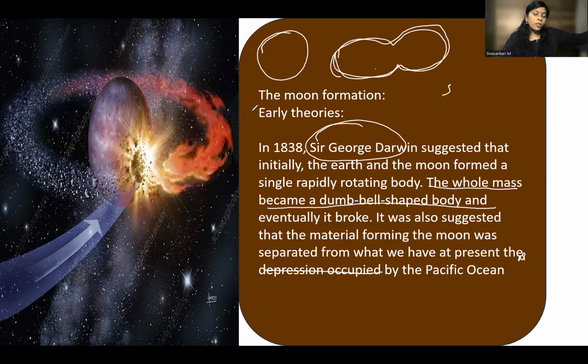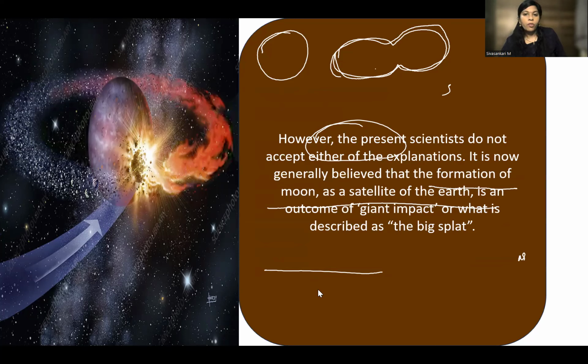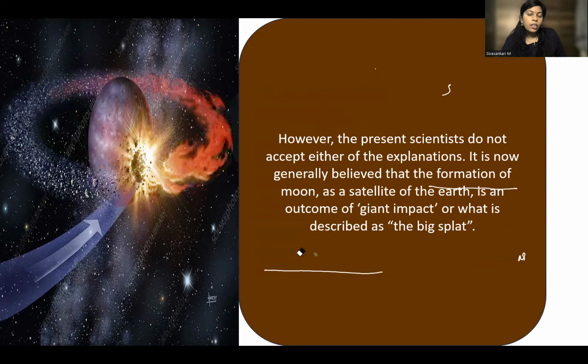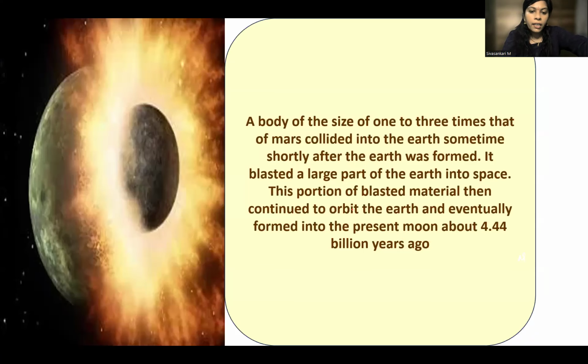Like how we saw the nebular hypothesis for the formation of planets, this was the early theory for the formation of the moon. But later, a modern theory came, like how the Big Bang theory came for the universe. In the same way, for the moon formation also, we came out with a theory called the Big Splat theory. Big Bang you would have heard everywhere, but this theory is called the Big Splat theory for the formation of the moon.